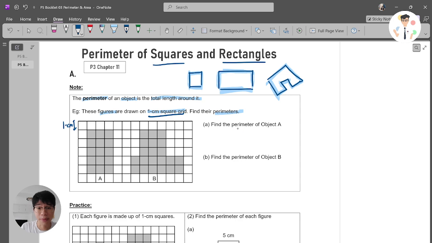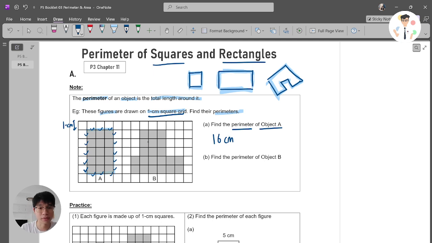Now, if I want to find the perimeter of object A, then we need to find out what is the outer length, which is here and here. So let's try to count. This is 1, 2, 3, 4, 5, 6, 7, 8, 9, 10, 11, 12, 13, 14, 15, 16. So as you can see, this is actually 16 cm for the perimeter of this object.